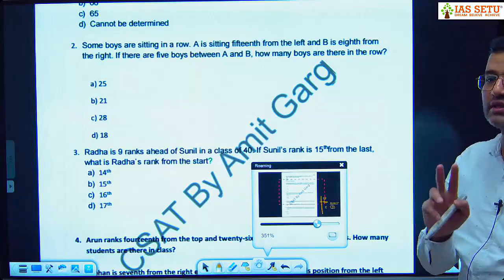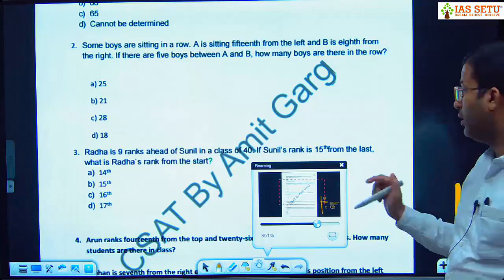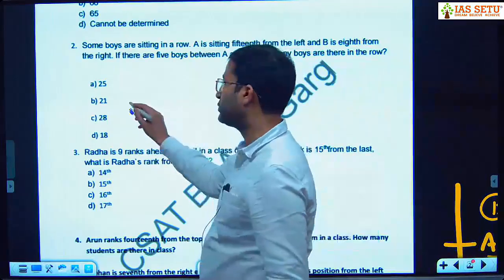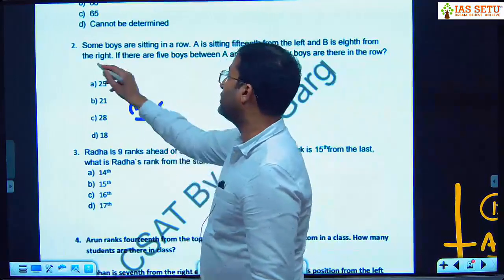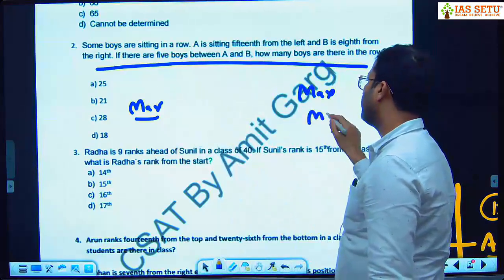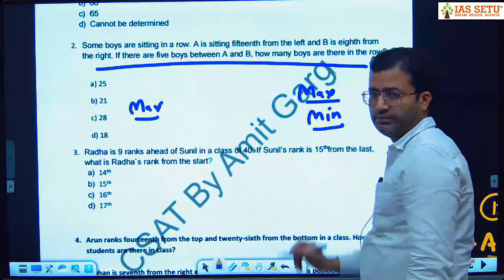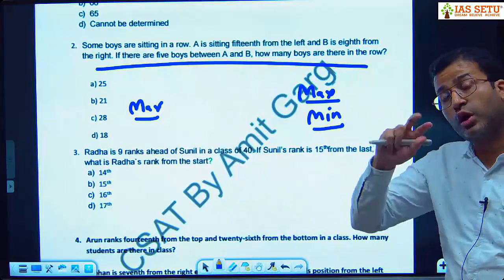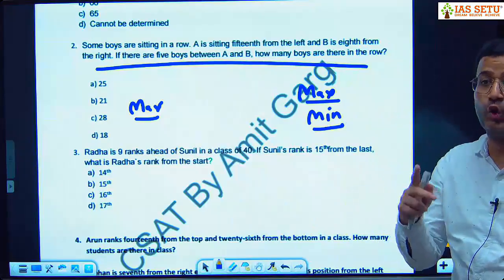There will be 2 answers, maximum and minimum. Maximum, we already did: 28. I will explain again. In this question number 2, we have to find the maximum boys and the minimum boys in the row. Question number 2 again, but now we have to think at a different level about what can happen.